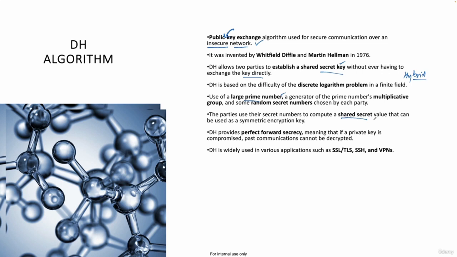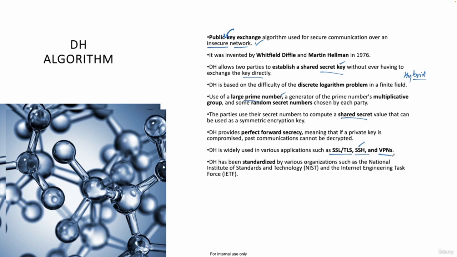Now you may ask, in which applications, what are the different use cases where Diffie-Hellman is being used? Yes, these are the most important ones: SSL, secure socket layer, TLS, transport layer security, and SSH. So let's say if you are doing an SSH to a Linux terminal, you would be using the SSH protocol, and we'll be studying all these protocols as well. And VPNs, virtual private networks. All these are wide applications where you would be using Diffie-Hellman.